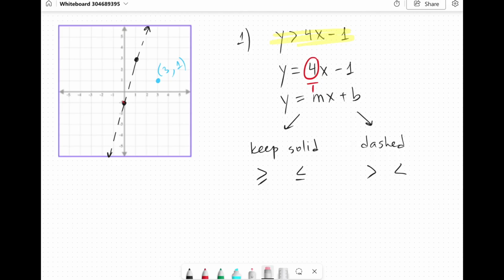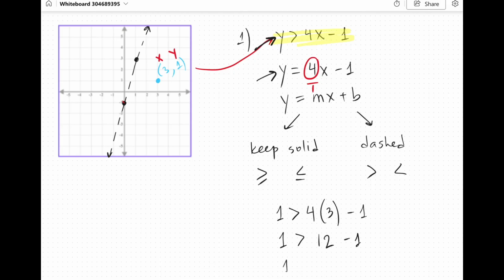And what we will check is if this point with the x coordinate of 3 and the y coordinate of 1 satisfies this inequality. So I will be making my y a 1 and my x a 3. Now notice I am not checking in the equation here. I am checking in the original problem. Simplifying this gives me 1 is greater than 12 minus 1, or 1 is greater than 11. Is this true? Is 1 actually greater than 11?